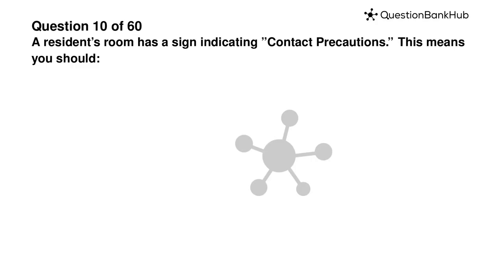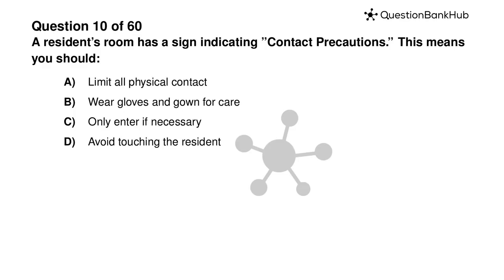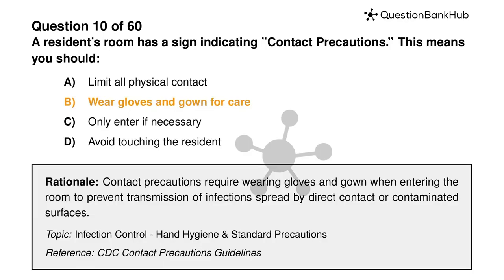Question 10. A resident's room has a sign indicating contact precautions. This means you should A. Limit all physical contact. B. Wear gloves and gown for care. C. Only enter if necessary. D. Avoid touching the resident. The correct answer is B. Wear gloves and gown for care. Contact precautions require wearing gloves and gown when entering the room to prevent transmission of infections spread by direct contact or contaminated surfaces.